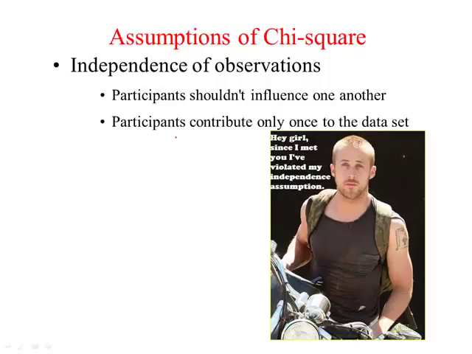And participants should contribute only once to the data set. So that means even if people ordered 3 drinks, you would only count them one time. So let's say the first time is their choice of drink and that's it. You can't count them more than once, you can't ask them more than once. So they can only contribute 1 point to your data set.